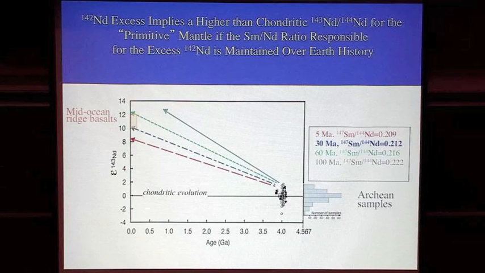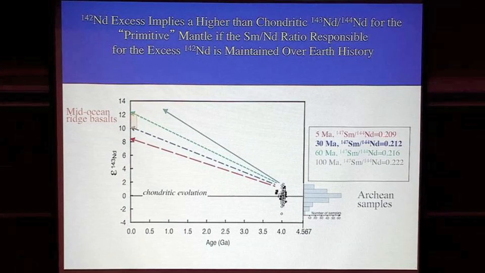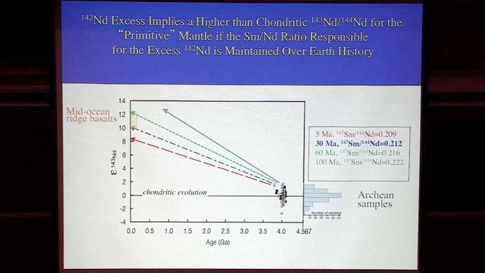What's shown here are 4 evolution curves with different time periods for the initial differentiation. So if you wait 5 million years and you form a samarium-neodymium ratio of that number, chondritic is 0.196, so this is a little bit high. The longer you wait to do this kind of an elevation of the samarium-neodymium ratio, the higher you have to make it, because by 100 million years, you've already lost more than half of your 146 samarium, so you have to increase the samarium-neodymium ratio to make up for the decay of the 146 samarium.